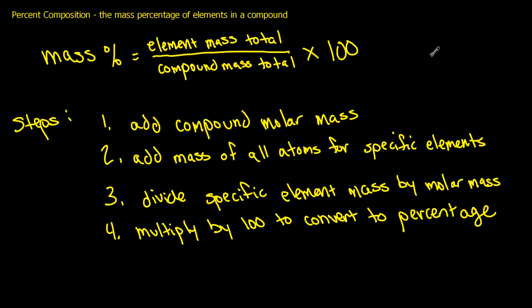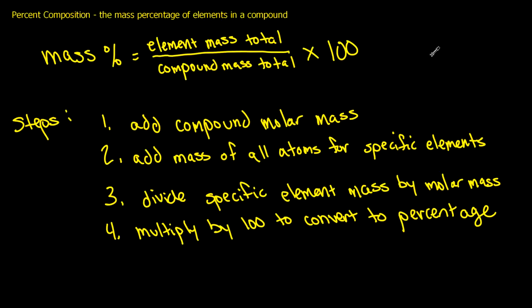We'll be looking at percent composition in this video. Compounds have a specific molar mass. That's because the atoms that make that compound, or the elements that make that compound, also have a particular mass to them. So the percent composition is going to be the mass percentage of those elements in that particular compound.